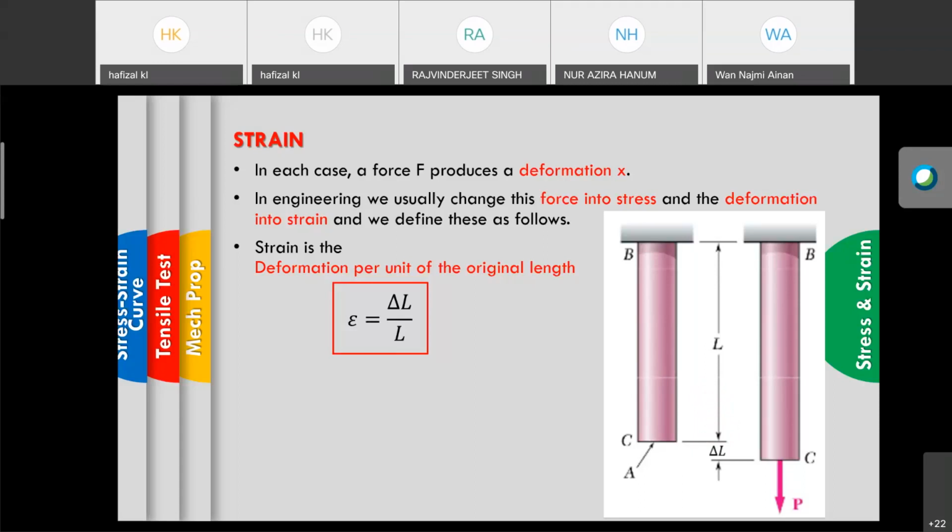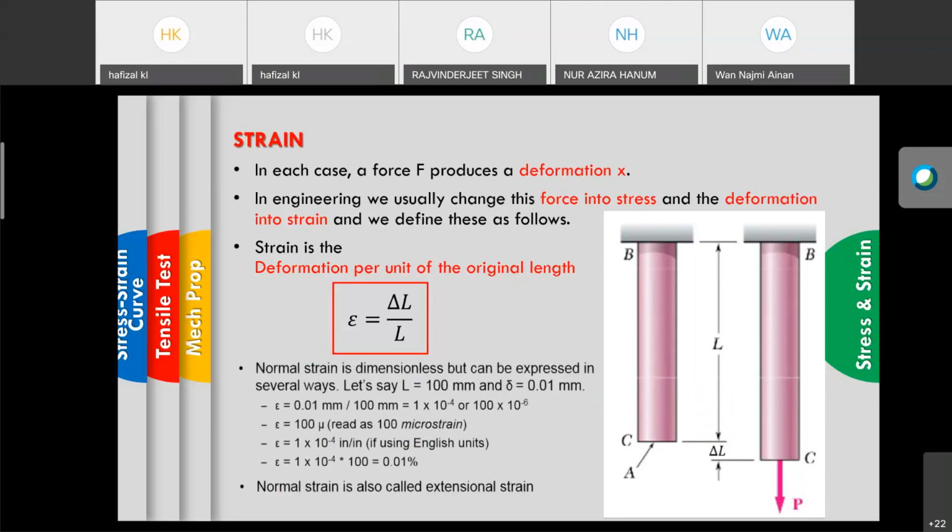So in order to calculate the value of strain, you can use epsilon equals delta L over L. In this case, there is no unit for the strain, because delta L is in SI unit in meter, divided by meter, so the epsilon, which is the strain, is unitless. The normal strain is basically called the extensional strain. So we have stress and we have strain, with two different formulas.